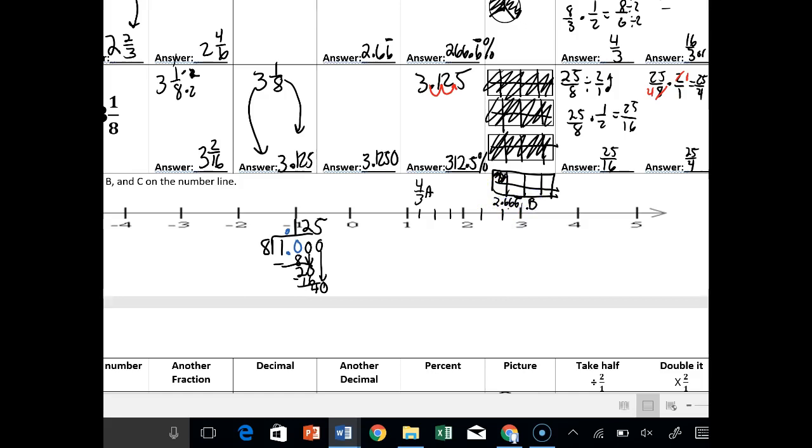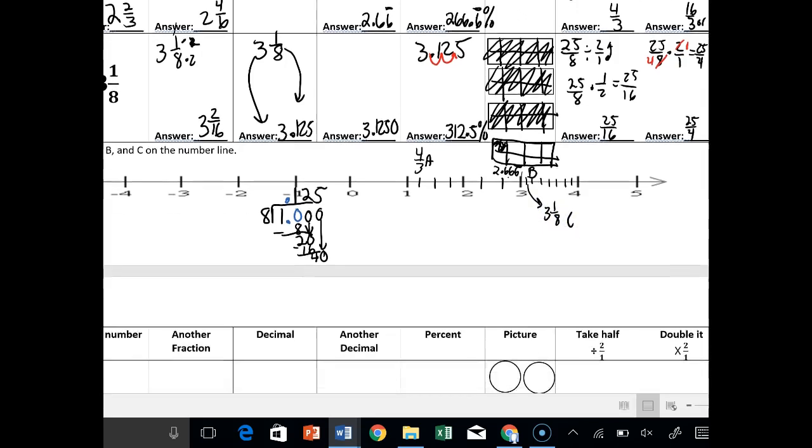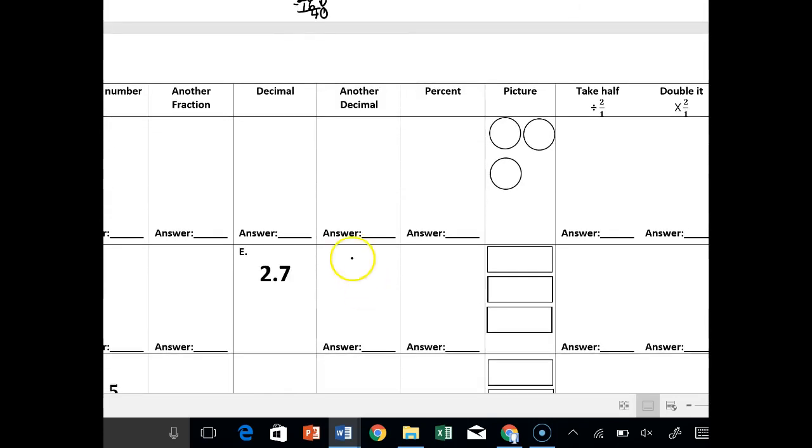That's B. And C is 3 1/8. So the thirds, you can divide them into eighths. So 1/8, 2/8, 3/8, 4/8, 5/8, 6/8, 7/8, 8/8. So that'd be about right there, 3 1/8, or C, just past the 3. All right, that's it. On the back side, you're responsible for showing your work.